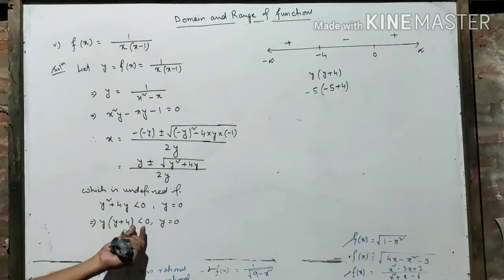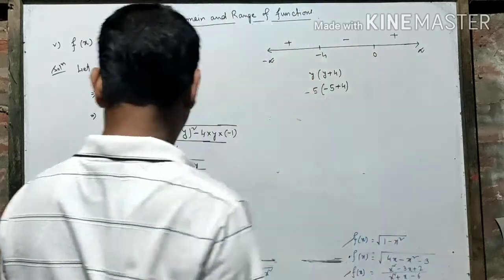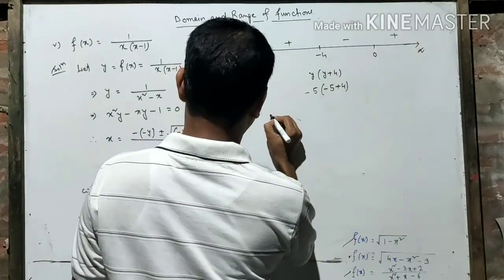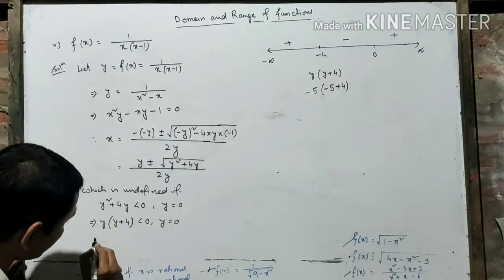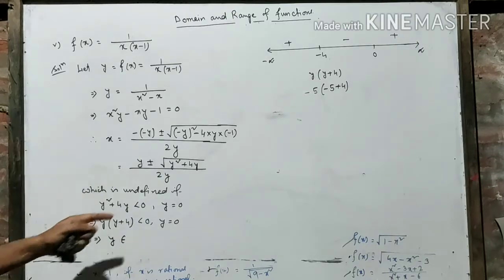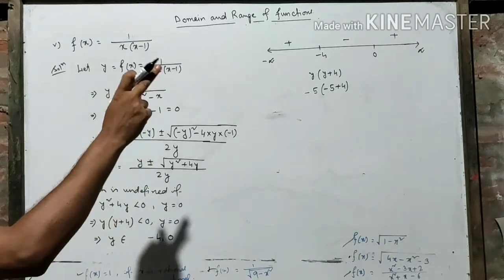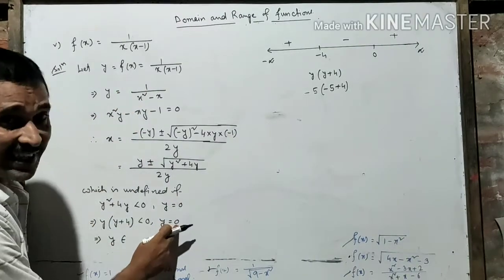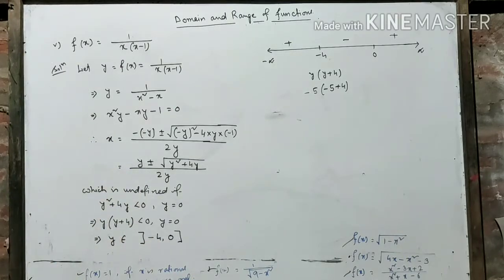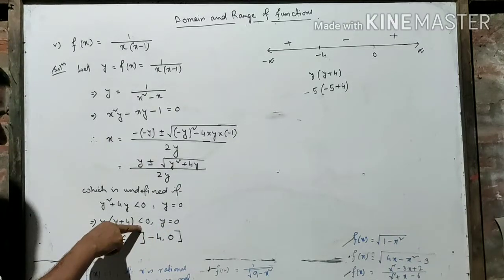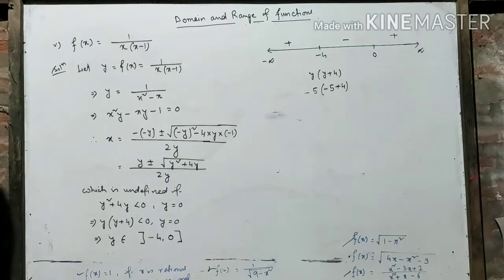So what is our sign? Negative. We have to find the interval where this expression is negative. So the expression is negative in the interval -4 to 0. Therefore this implies y belongs to (-4, 0). This is an open interval, but 0 will be closed because y is taking the value 0 also. So 0 will be closed and -4 will be open. Is that clear? Why is -4 open? No equal to sign is there, so it will be open. But y is also taking the value y = 0, so 0 will be closed.